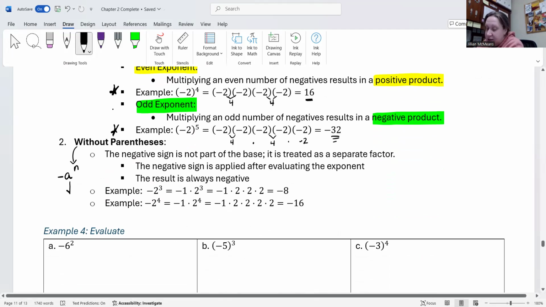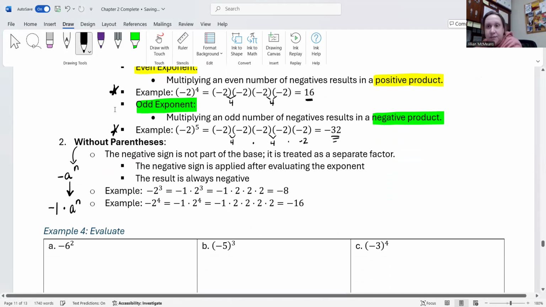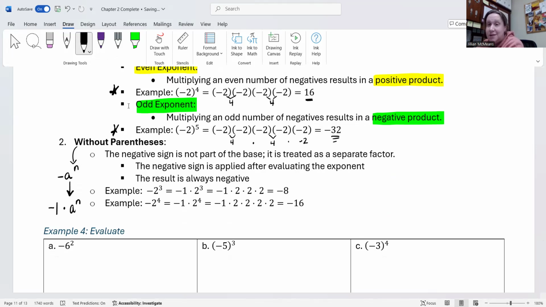So I would take this -a to the n and I would automatically think of it as -1 times a to the n. Okay, so then you figure out what a to the n is. That's always going to be positive, and then you multiply it by a -1. So no matter what your exponent is, this is always going to have a negative product. Okay, so the negative sign is not part of the base. It is treated as a separate factor. The negative sign is applied after evaluating the exponent. The result is always negative.